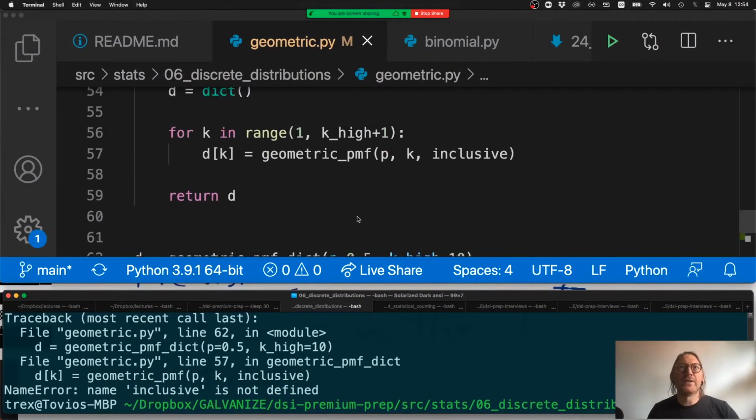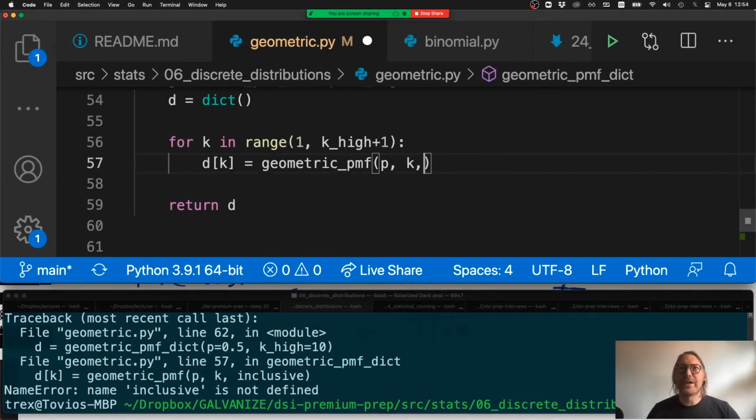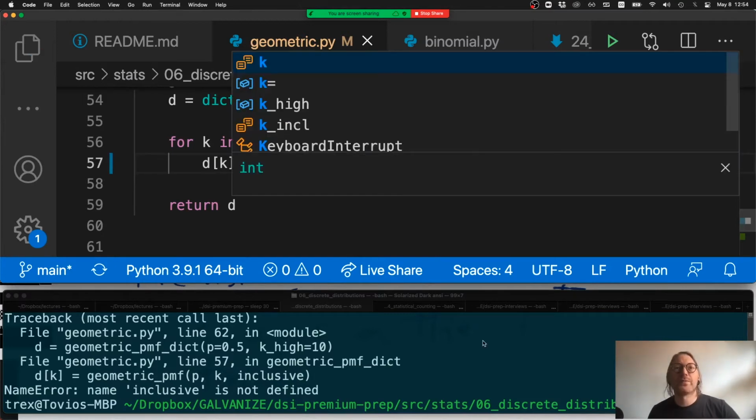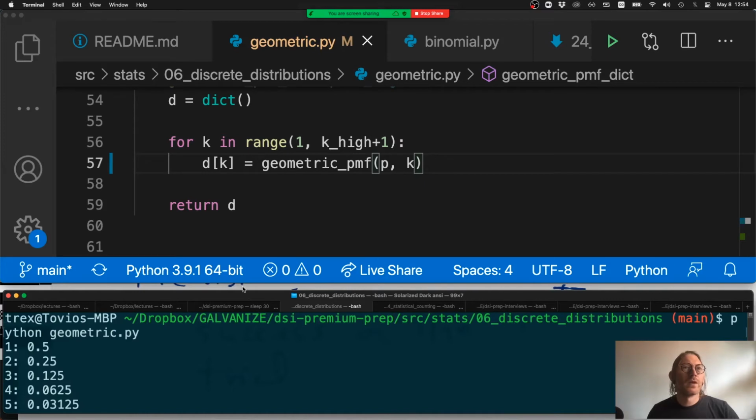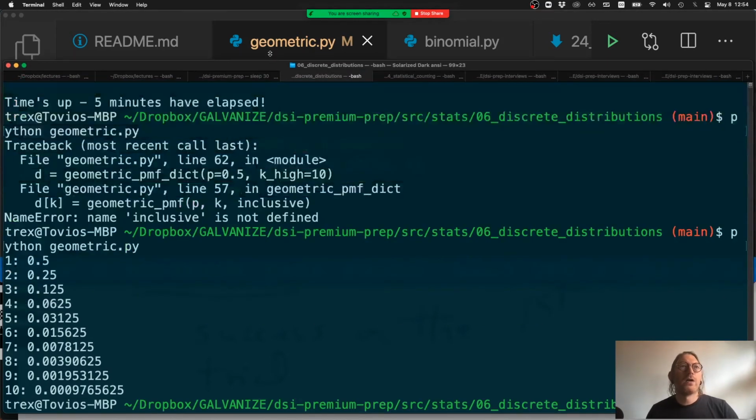Inclusive is not defined. Oh, that makes sense, because we're not doing inclusive exclusive. Okay. All right, so let's interpret this, and let's interpret it in a couple ways.